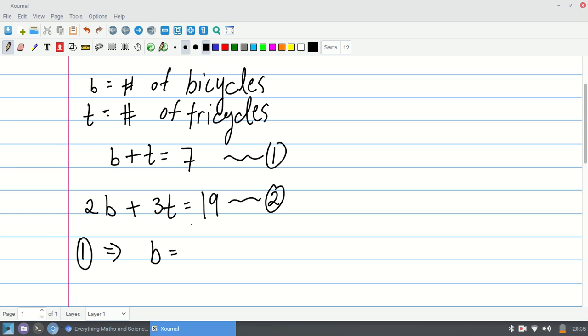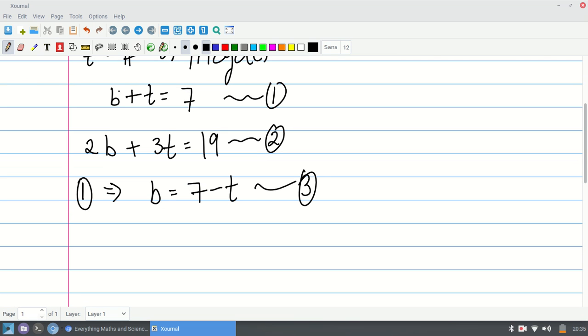And what I'm going to find is that b is going to be 7 minus t, because all I do is subtract t from both sides. Okay, so I'm going to call this equation 3 then. Now, what equation 2 is saying is that if you double the number of bicycles and add that to 3 times the number of tricycles, you get 19.